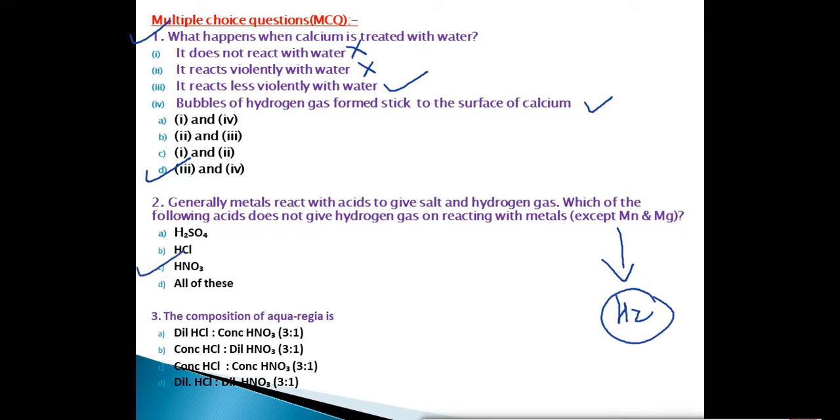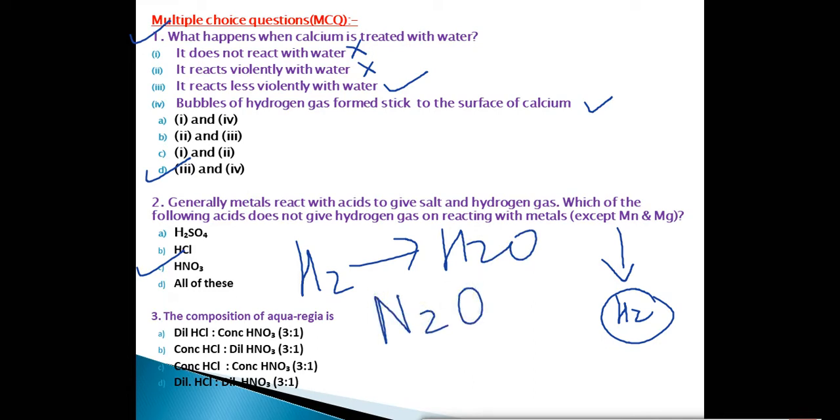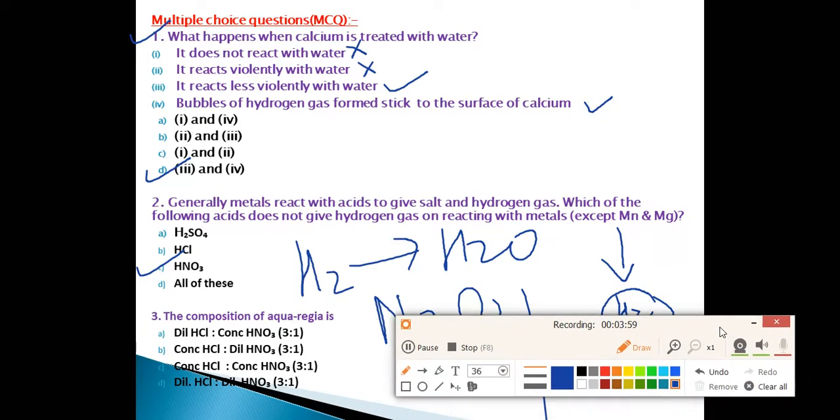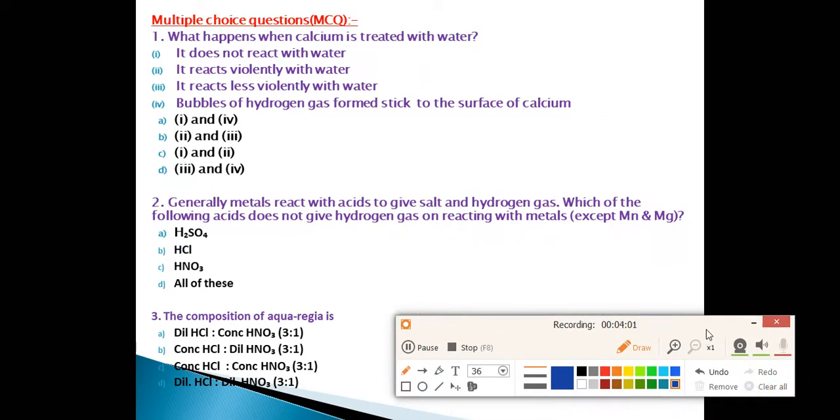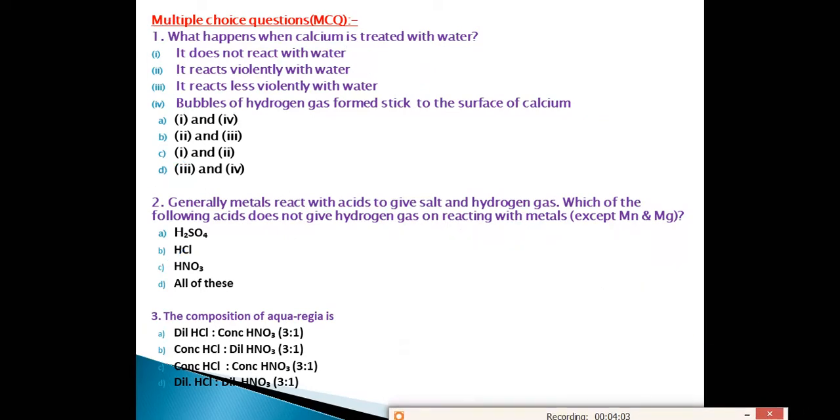But why will HNO3 not give hydrogen gas with metals? Because it is a strong oxidizing agent. It will oxidize the hydrogen formed in the reaction to water and itself get reduced to any of the nitrogen oxides like nitrogen dioxide NO2, nitrous oxide N2O, nitric oxide NO, etc. Right? So this is the answer, that nitric acid is one of the acids which will not give hydrogen gas with metals.